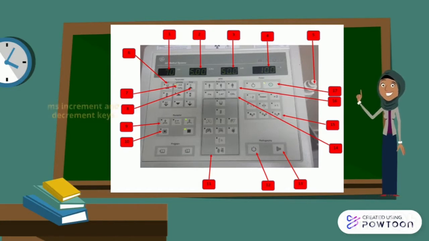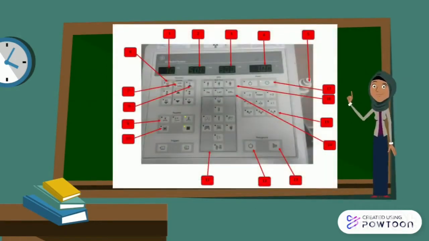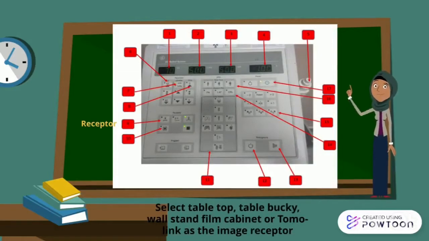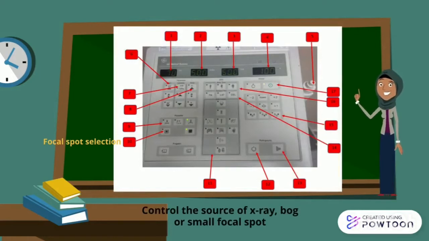The eighth label is ms increment and decrement keys. It increases or decreases exposure of ms. The ninth label is receptor. It selects tabletop, table bucky, wall stand, foam cabinet or tourmaline as the image receptor. The 10th label is the focal spot selection. It controls the source of X-ray, bulb, or small focal spot.